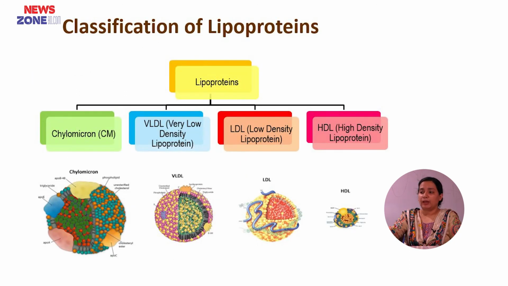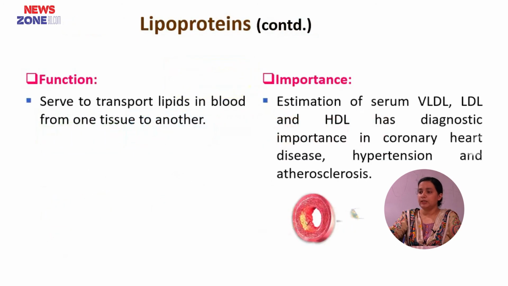Classification of lipoprotein: there are mainly four types of lipoprotein. These are chylomicron, very low density lipoprotein, low density lipoprotein and high density lipoprotein. As you are seeing in the slide, the size of the chylomicron is very big. That means the chylomicron is the biggest one, but its density is the lowest, and high density lipoprotein is the smallest lipoprotein, but its density is more. The function of lipoprotein is to transport lipid.